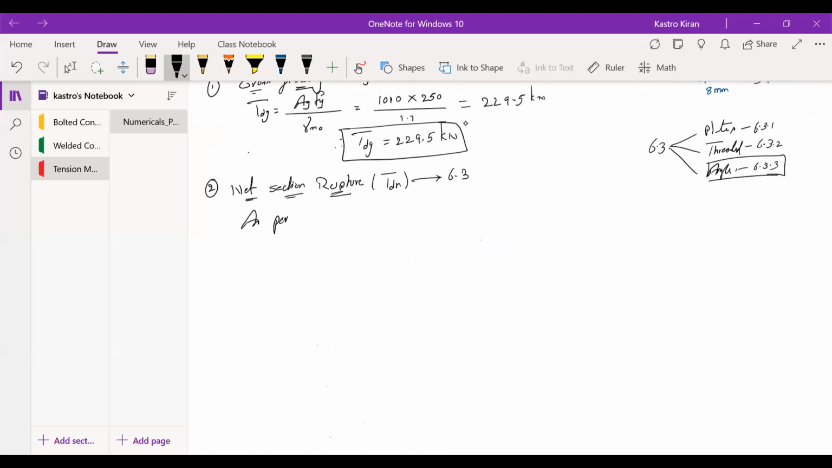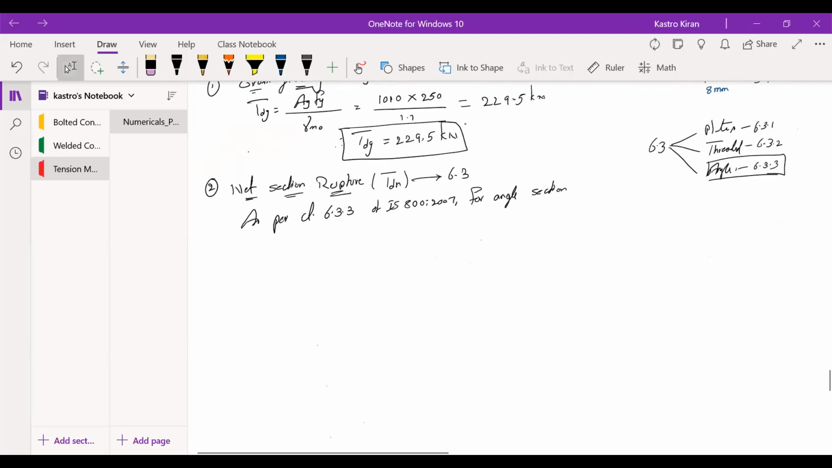So as per clause 6.3.3 of IS 800:2007, for angle sections, because in our question the angle sections are given, the formula of TDN is 0.9 Anc into Fu by gamma m1, plus beta into Ag naught into Fy by gamma m naught.